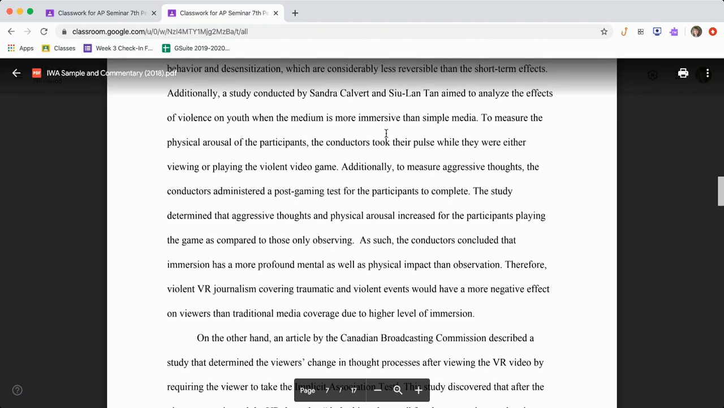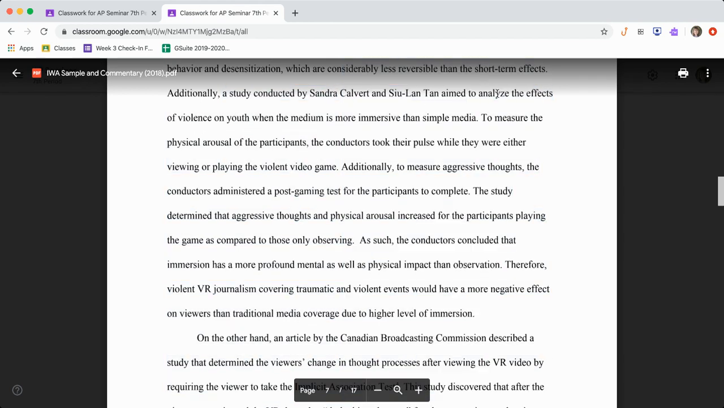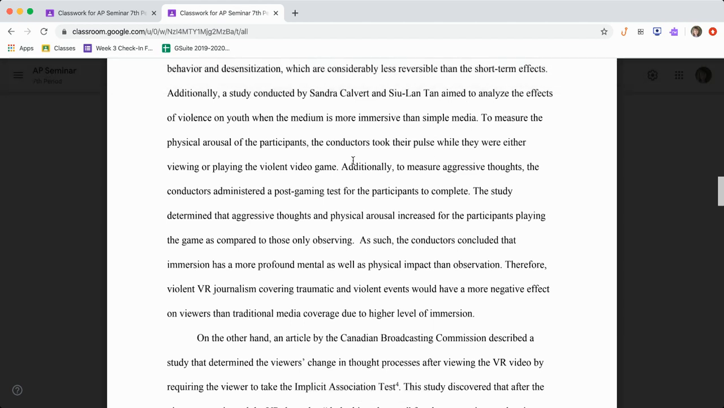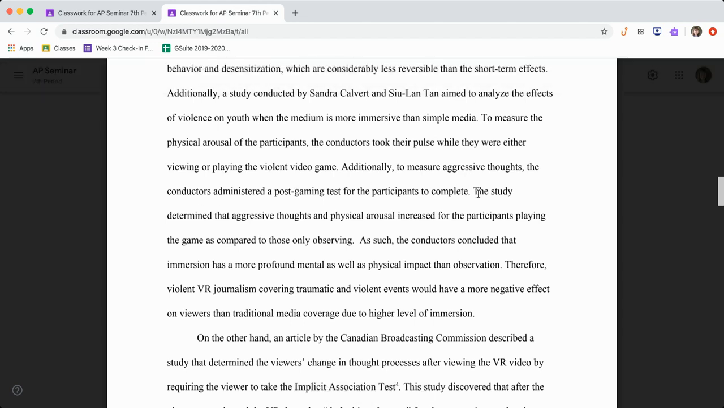He goes on to say a couple of additional things. So he cites an additional study by Sandra Calvert. He does not really state their credentials, which is fine. This still scored high points because he's pretty much consistently doing that. He is talking here about measuring aggressive thoughts: the conductors administered a post-gaming test for participants to complete, and it goes into the details of the study, saying that the study determined that aggressive thoughts and physical arousal.